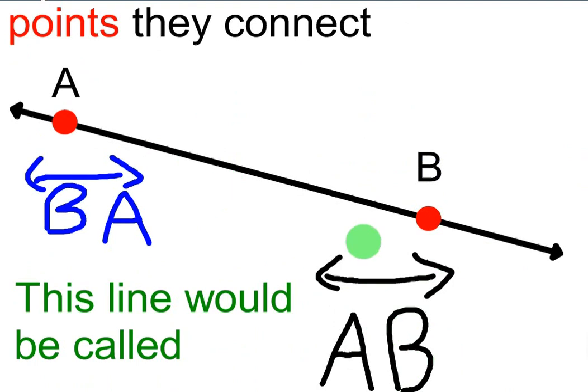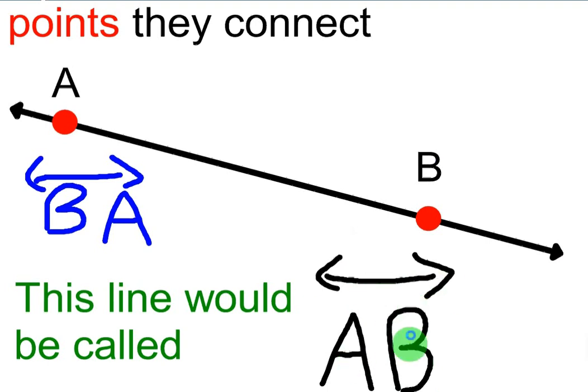Now when you get into vectors, it does matter. A vector has direction, but a line really doesn't, because it goes both ways. So this would be called AB, and we typically draw the actual line symbol above those 2 points to denote the fact that it's the line that goes through AB.